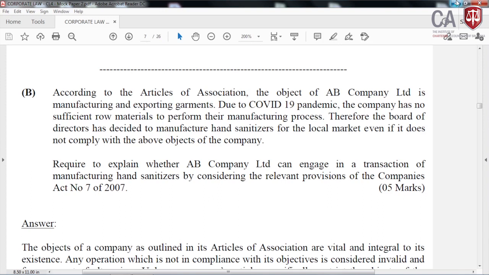So, this is how you see that the purposes or the objects vary significantly. The original purpose of the company is to manufacture and export garments or apparel. But now, pursuant to the decision of the board of directors, they are trying to manufacture hand sanitizers for the local market. This is extremely different from their original purpose according to the Articles of Association. So, even if it does not comply with the above objects of the company, the board of directors has decided so.